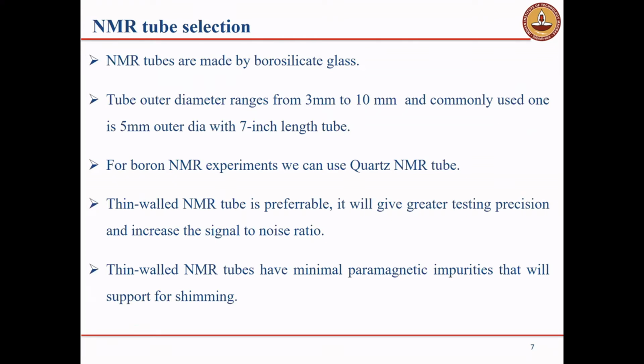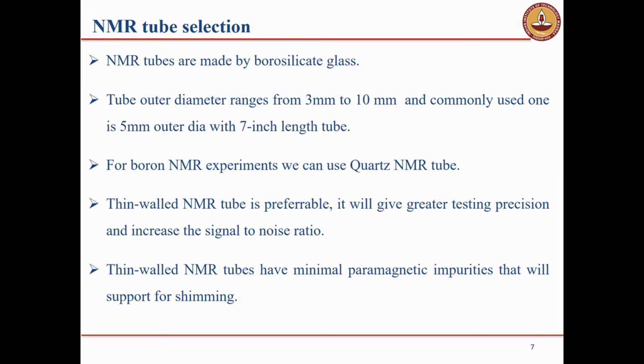Okay, now our sample is ready. Next I am moving on to the NMR tube. First we checked whether our sample is NMR active or not. Then, since our sample is NMR active, we know what amount of sample is required. Next, the NMR tube.